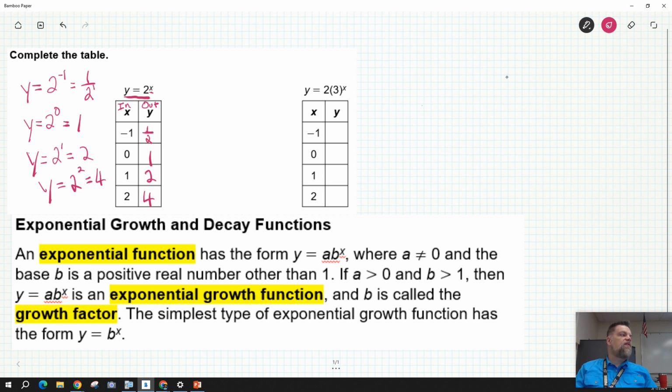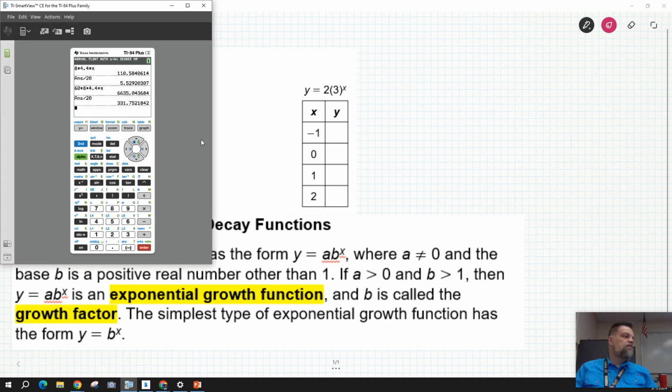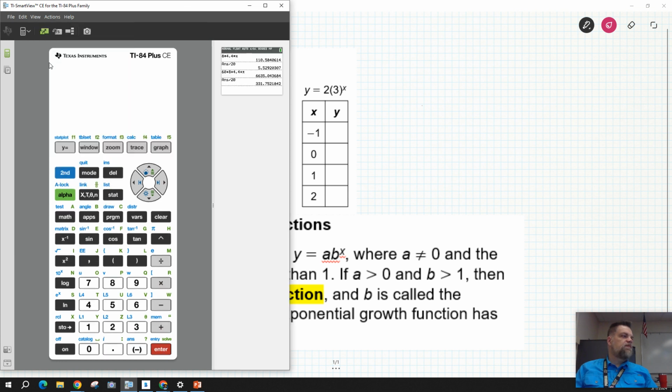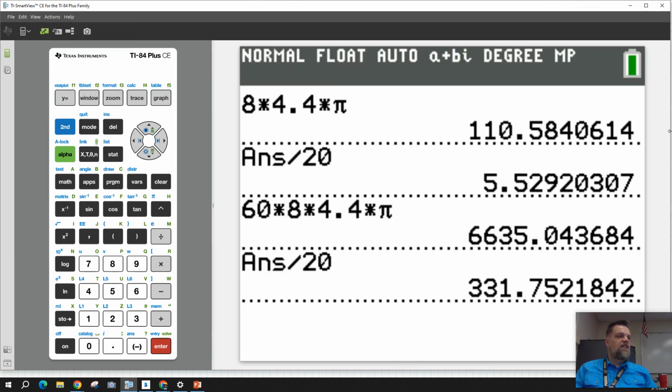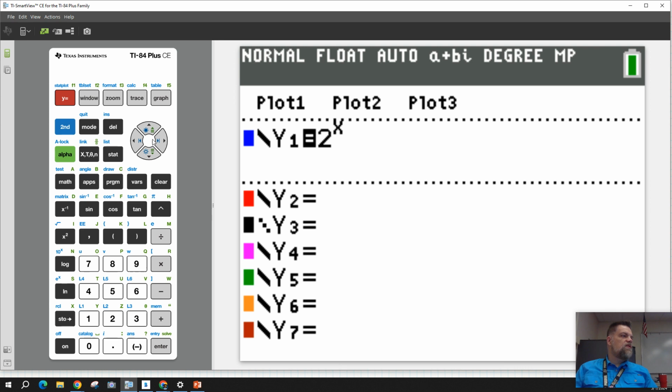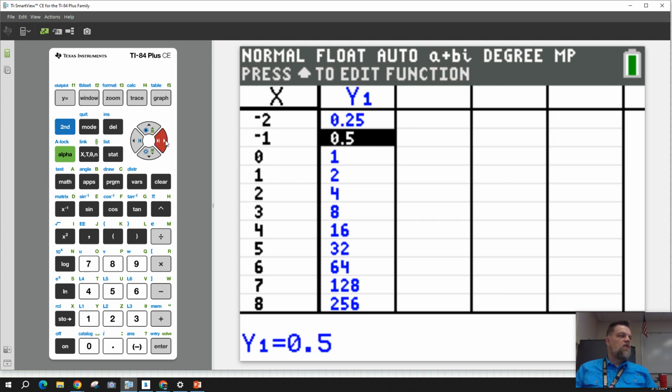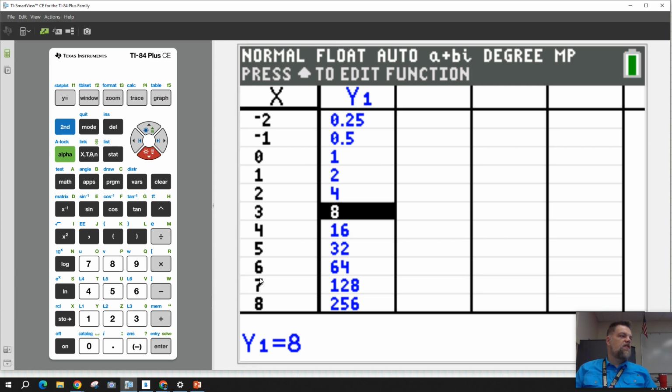All right. Now you could plug them in the fancy calculator if you wanted to double check your work. So let me just show you how to do that real quick. We'll make it big so you guys can see it. So if I go into y equals and I say 2 to the x, and then I can go to second table, notice that when x equals -1, I get 1/2 or 0.5. When x equals 0, y equals 1. When x equals 1, y equals 2, and so on and so forth. So that's how I double check those.